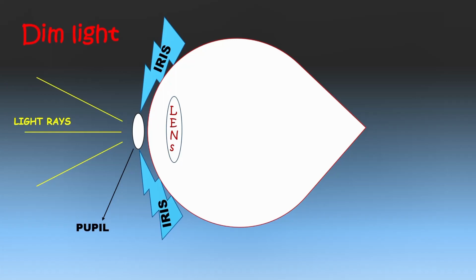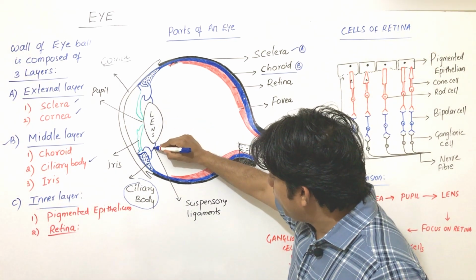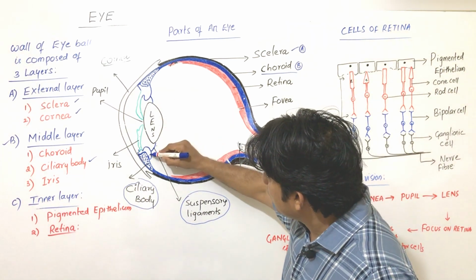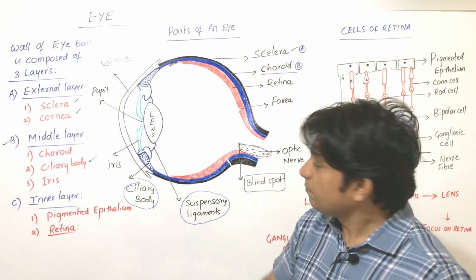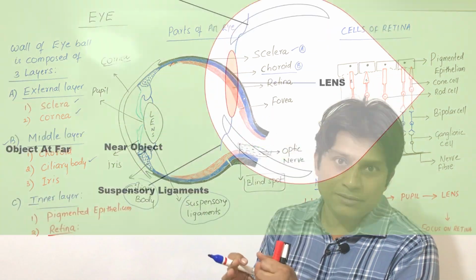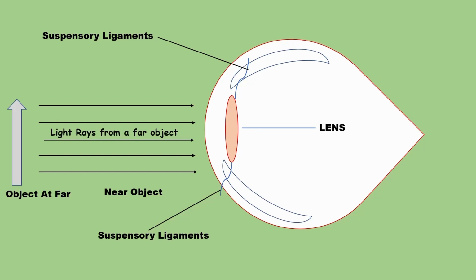Next, the eyeball also has a lens. The lens is held in its place with the help of suspensory ligaments. These suspensory ligaments are connected to the ciliary body. Under normal conditions, these suspensory ligaments hold the lens under tension. So as a result, the lens is flat. A flat lens has more focal length, so that light rays coming from a far object, which are parallel, can enter through this flat lens.